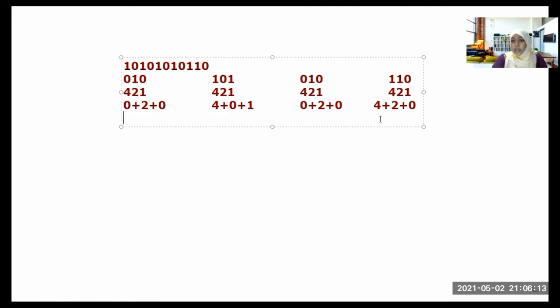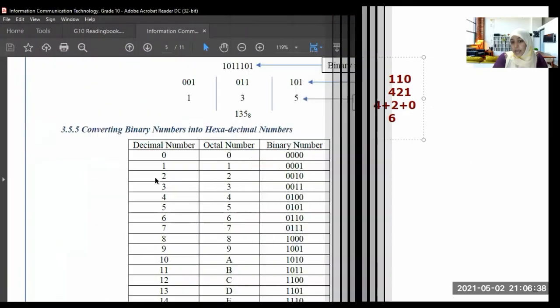Then take the answer. 0 plus 2 plus 0 is 2. 4 plus 0 plus 1 is 5. Here 2, here 6. So the answer is 2526 base 8.